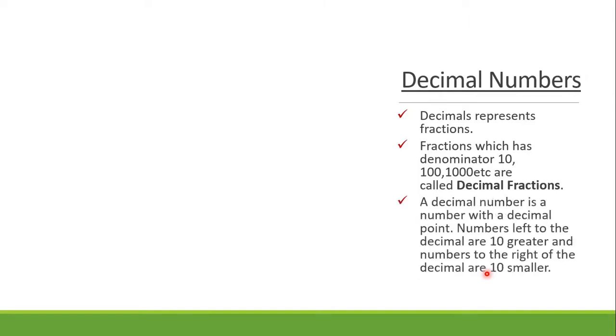So children, what are decimals? Decimals represent fractions. Fractions which have denominators 10, 100, 1000, etc. are called decimal fractions. Then what about decimal numbers? A decimal number is a number with a decimal point. Numbers to the left of the decimal are 10 times greater, and the numbers to the right of the decimal are 10 times smaller.